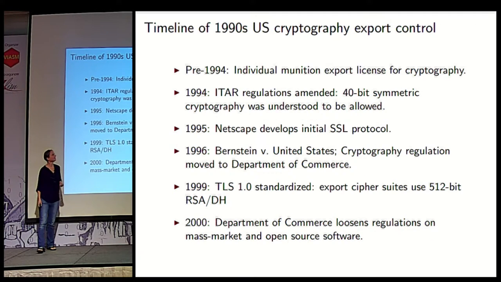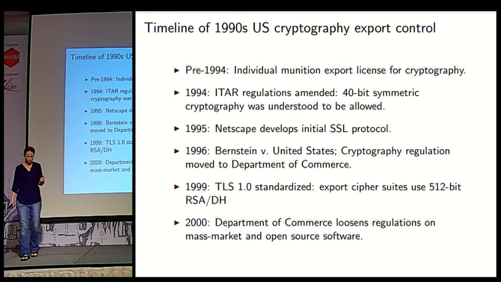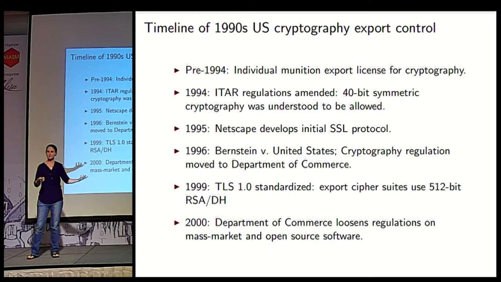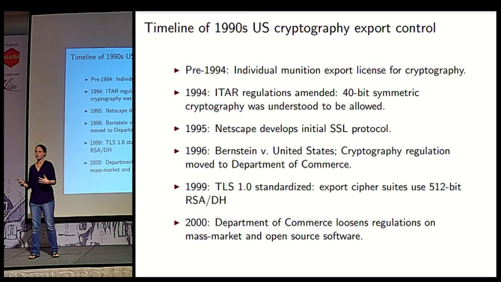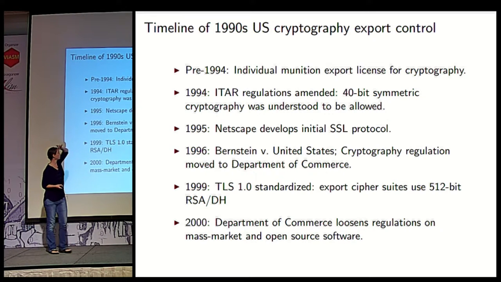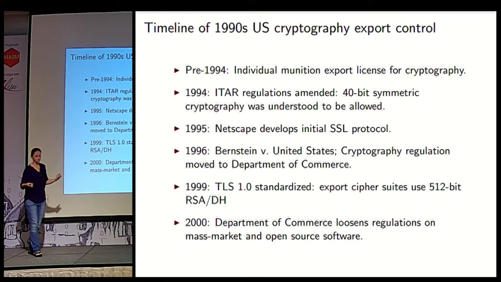So we can at least go back to the situation of United States export controls in cryptography from the 1990s and understand what the security impacts are now, in order to understand what it might look like in another 20 years if we build similar kinds of backdoors into our infrastructure. So, a super brief history of United States export control. Pre-1994, cryptography was regulated as a munition. You needed the same kind of license that you needed for tanks and grenade launchers to export cryptography from the United States.